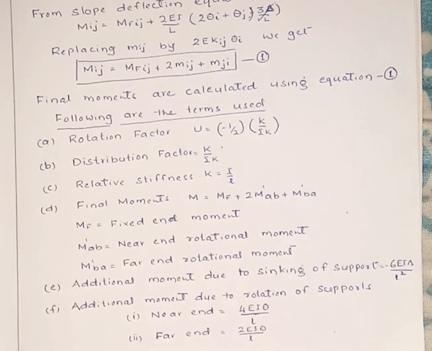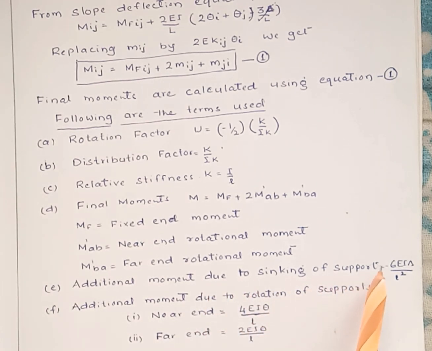If there is any sinking or rotation of the support in the problem, you have to consider the additional fixed end moments due to the sinking of the support, again by the slope deflection equation, that is 2EI by L into minus 3 delta by L, that becomes minus 6EI delta by L square.